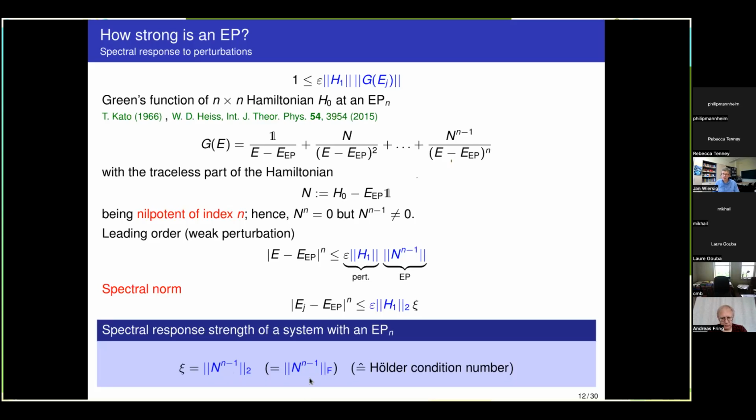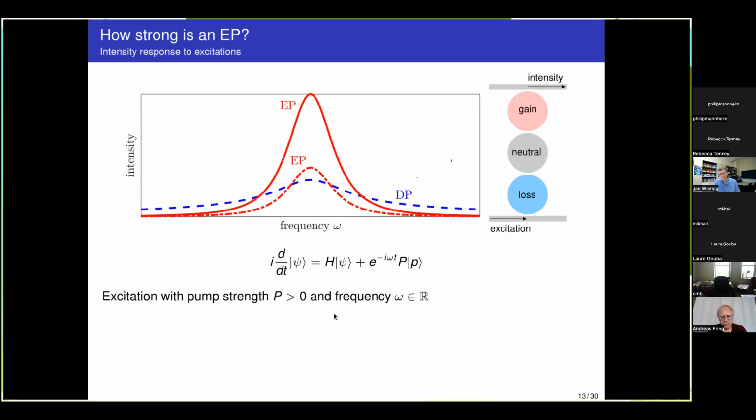So we can now say, give me an exceptional point, and I can tell you how strong this exceptional point is. And with strong, I mean the spectral response in terms of the splitting of the eigenvalues, of the change of the eigenvalues. Now, it turns out that this psi turns up also in other situations, for instance, in this one.